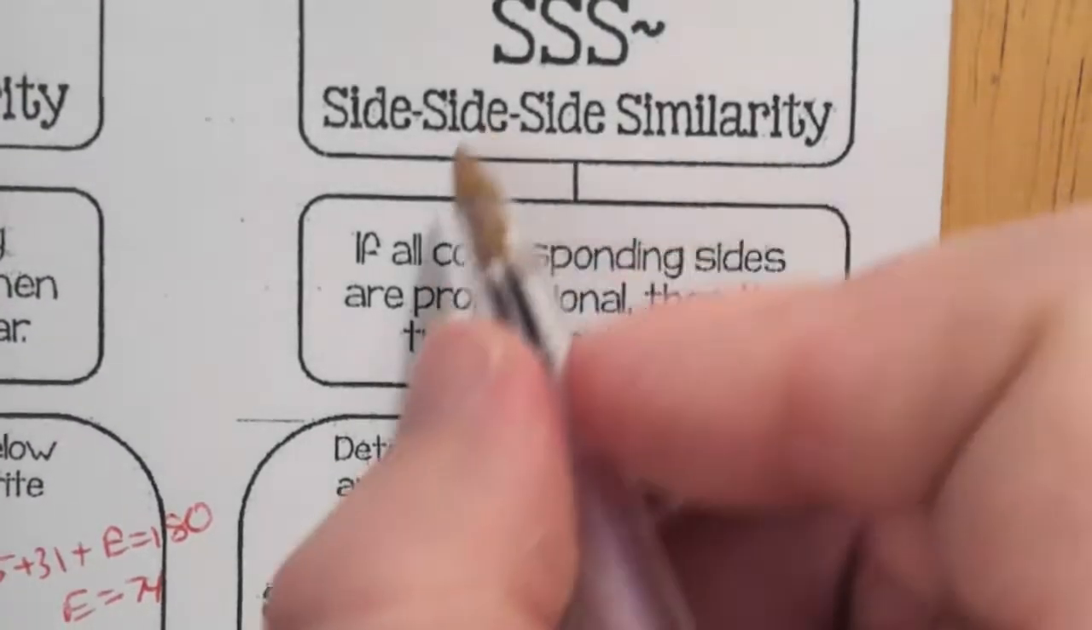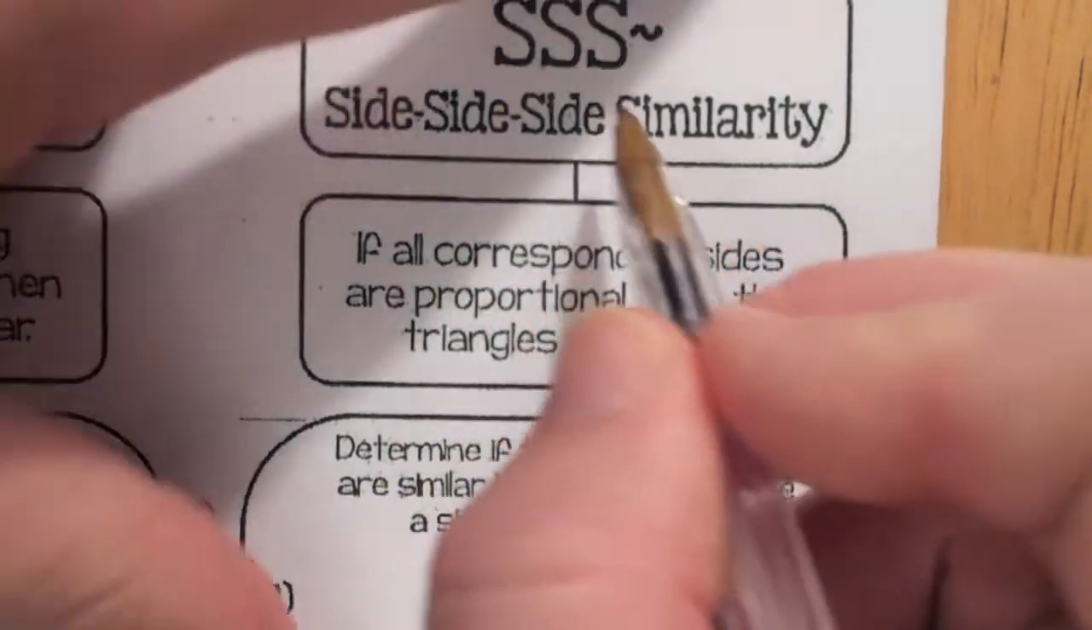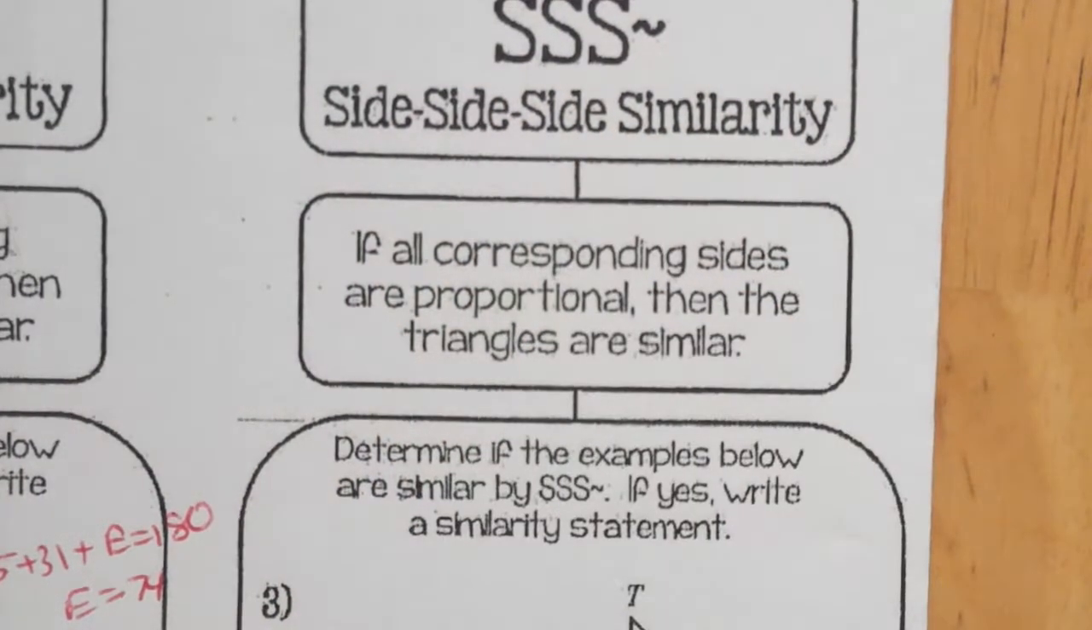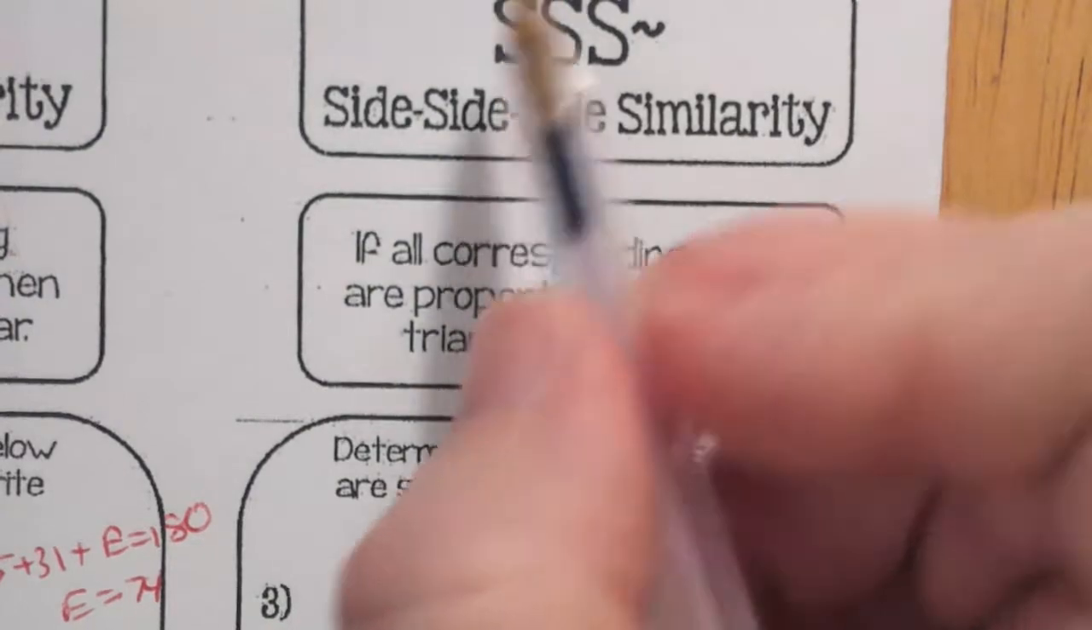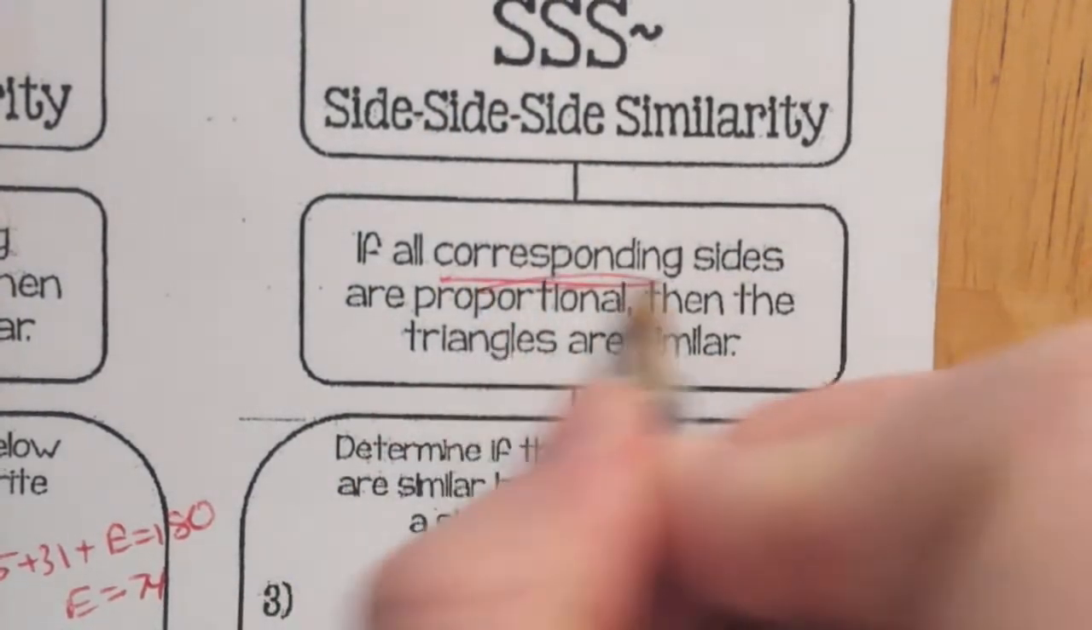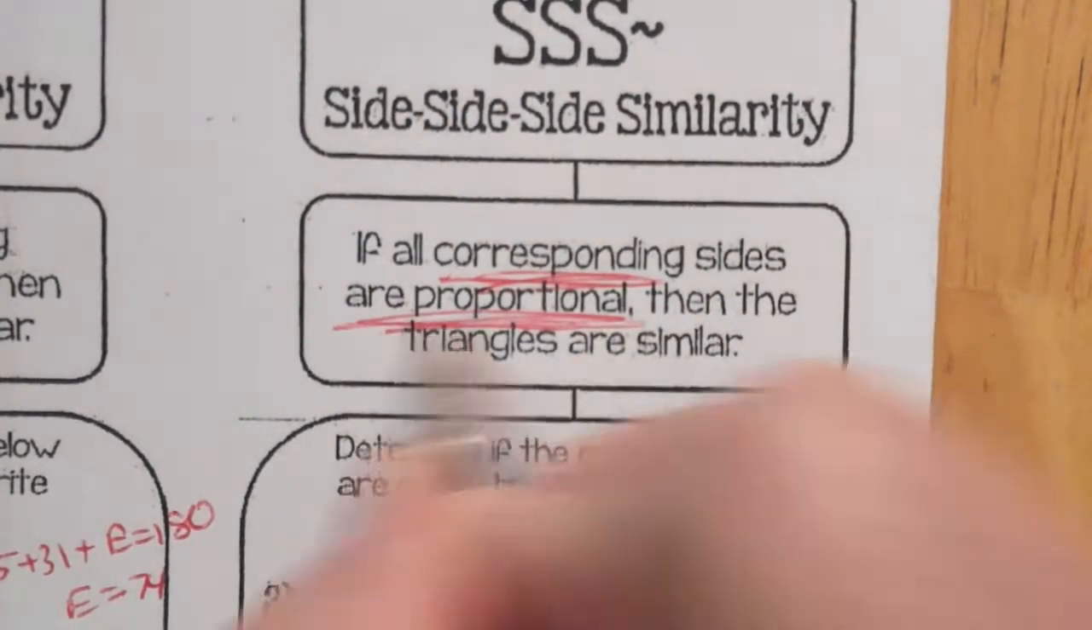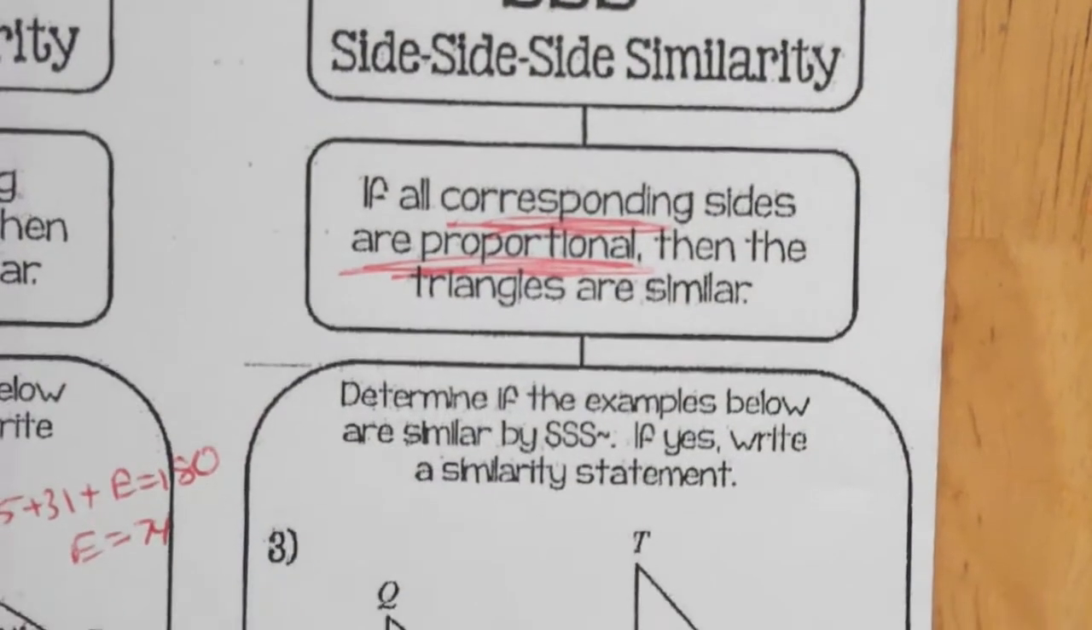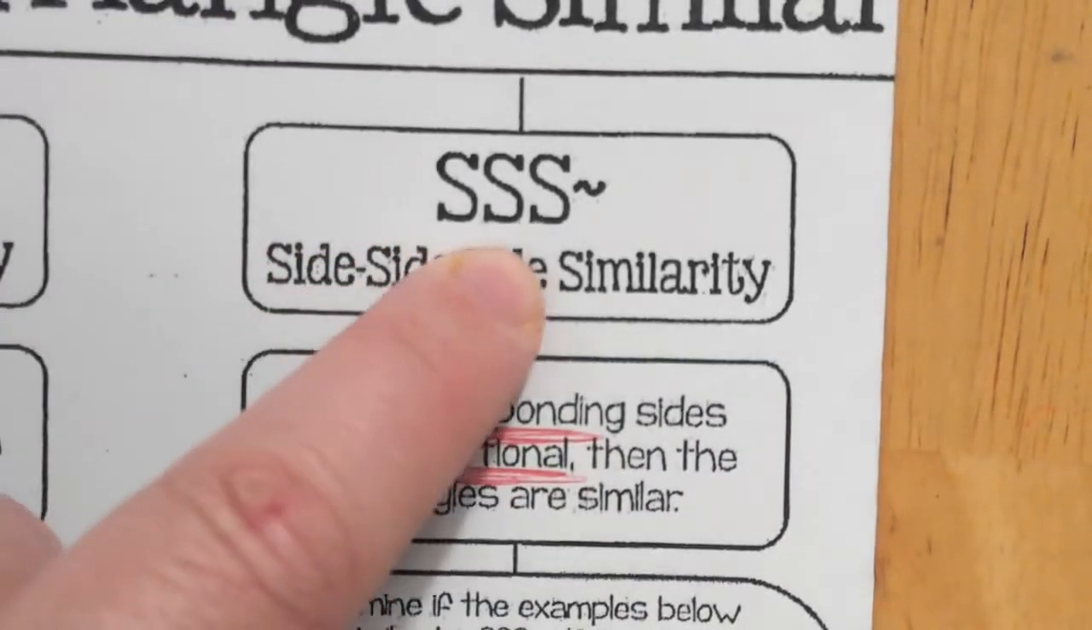SSS similarity. Okay, so that means that you would set the proportion for the sides, so are the sides all proportional? So corresponding sides are proportional. Okay, so we would need all 3 sides because 1, 2, 3. So let's do all 3 sides.